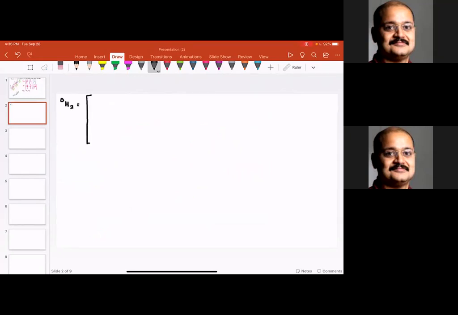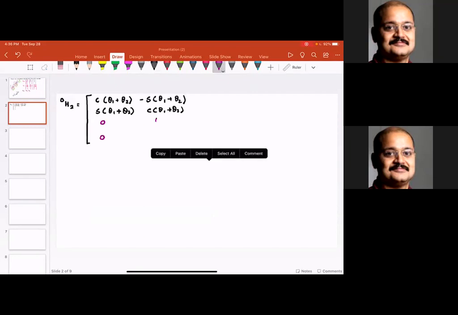And this huge matrix is going to look like cosine of theta 1 plus theta 2, minus sine of theta 1 plus theta 2, sine theta 1 plus theta 2, cosine of theta 1 plus theta 2, 0, 0, 0, 0, 0, 0, 1, 0.